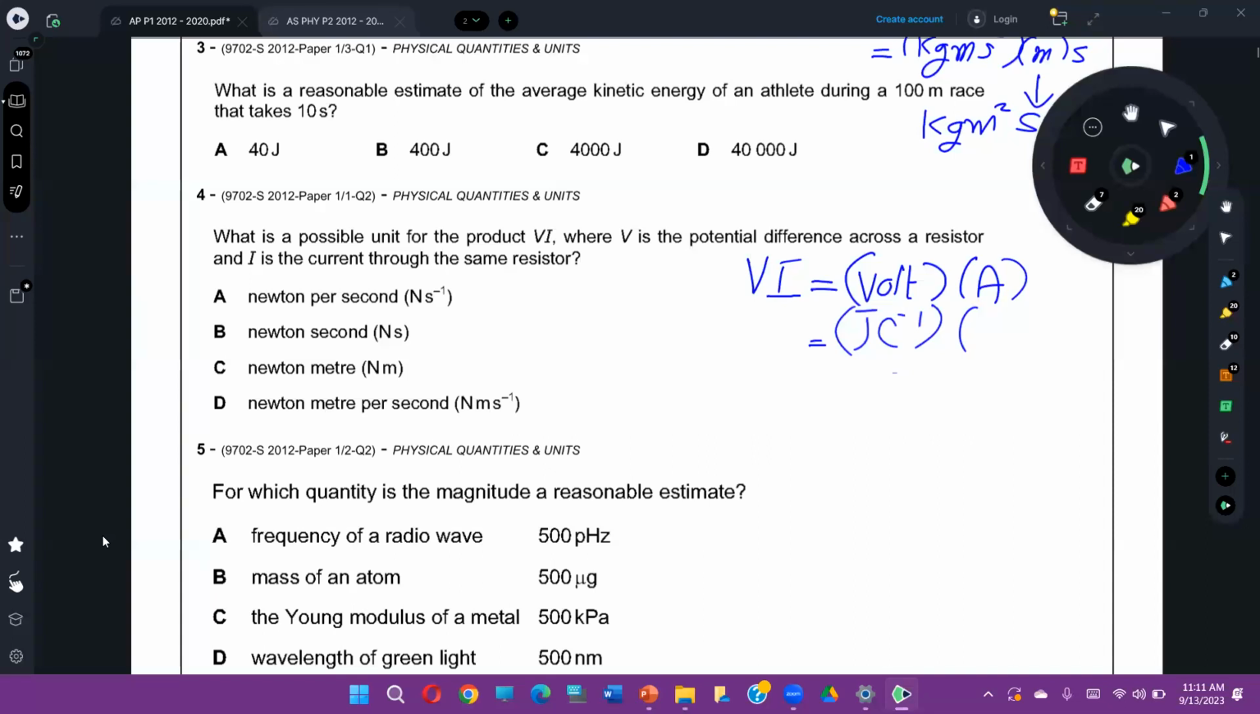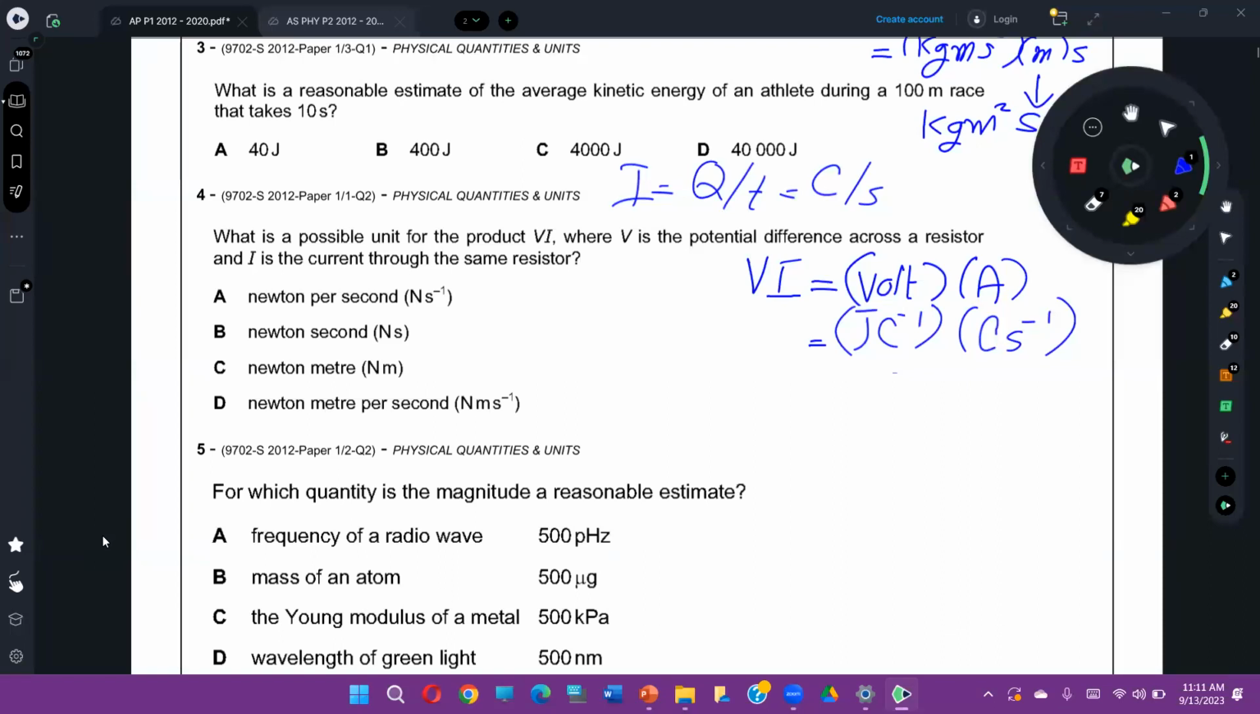I am going to remove the base unit, ampere, and I'm willing to put coulomb per second. Why should I do that? Ampere is the base unit. Why am I removing that? Look at all the options. Any one of them carries ampere. No. How is ampere coulomb per second? I is equal to Q upon T. It means current, ampere, is equal to coulomb per second.